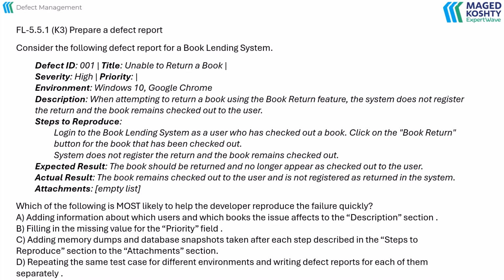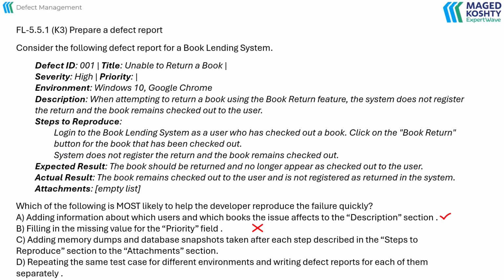So we want to add information that would help the developer reproduce the failure. A. Adding information about which users and which books the issue affects to the description section. This makes sense. The developer needs to use the same input data as the tester to reproduce the issue easily. B. Filling in the missing value for the priority field. Incorrect. The priority will not help reproduce the defect itself.